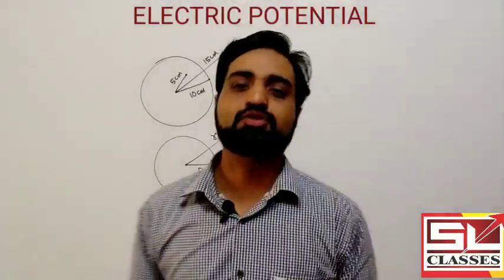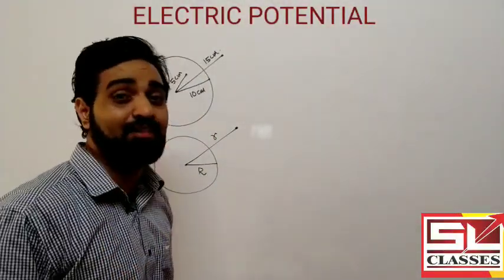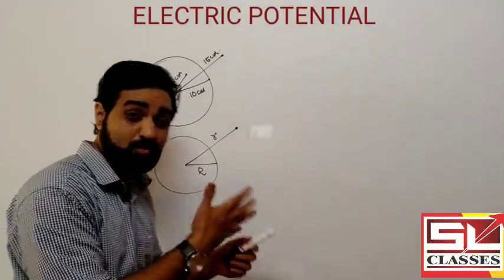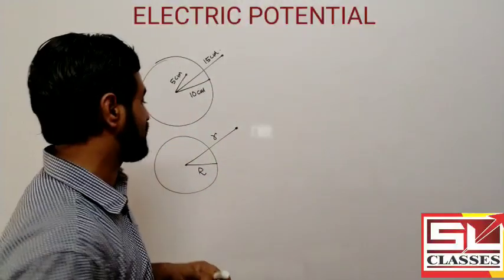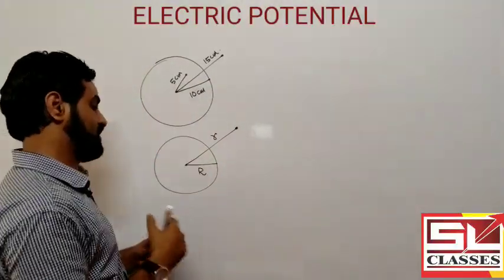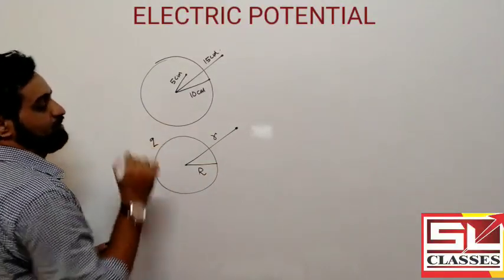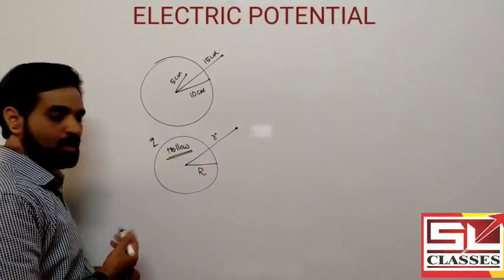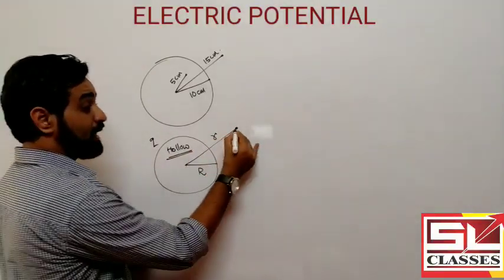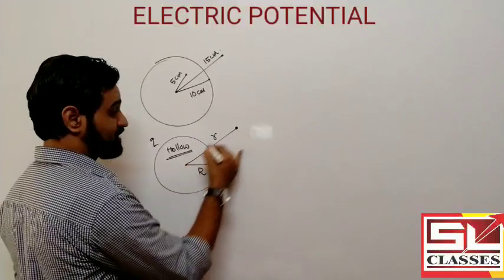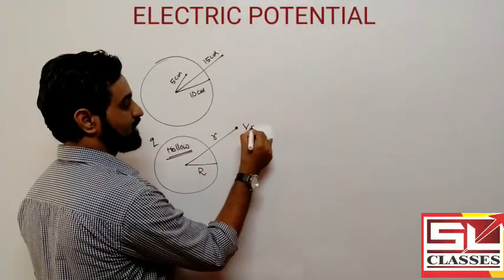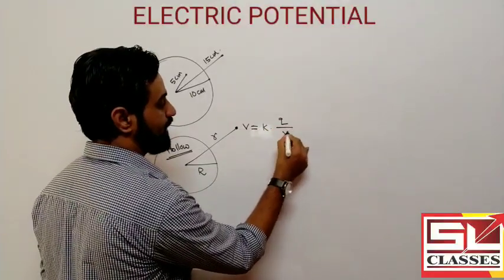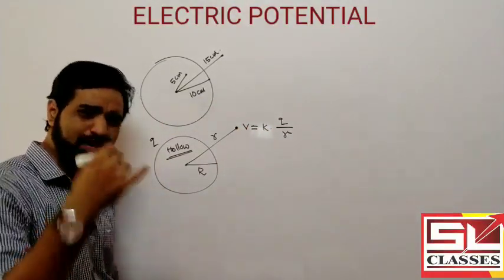This is a confusing question if you don't know the idea well. Most of you may be confused with the concept of electric field. So listen very carefully. We can take a general situation. When we take a charged shell, shell means hollow body, with radius r, and when we take any point outside the shell at a distance small r, the potential at this point is V equal to K into Q by R. This equation, just learn it by heart.